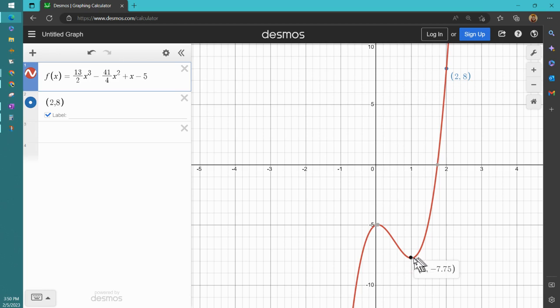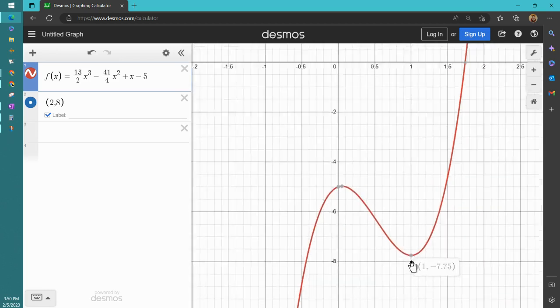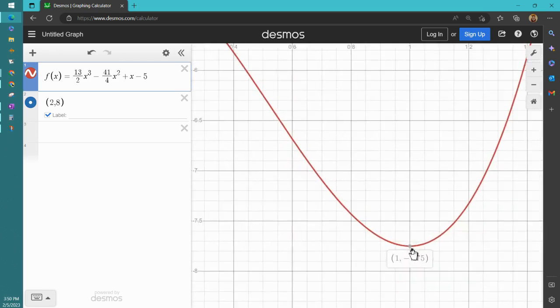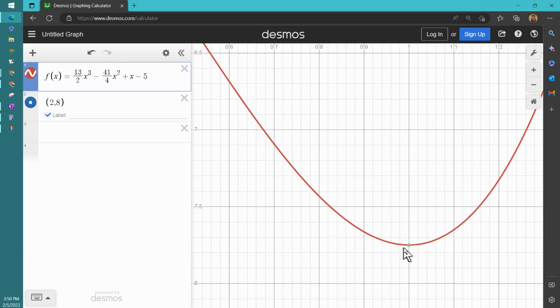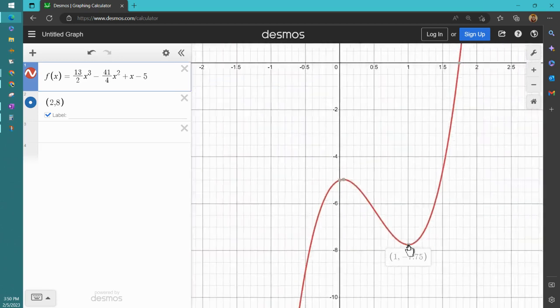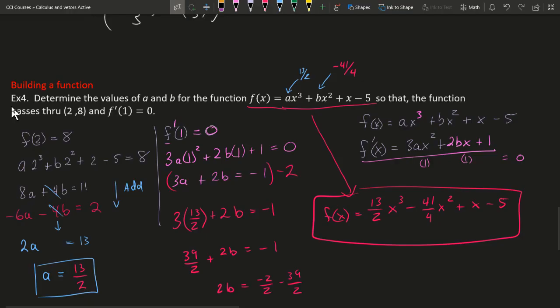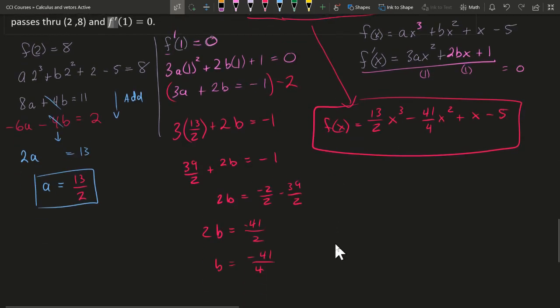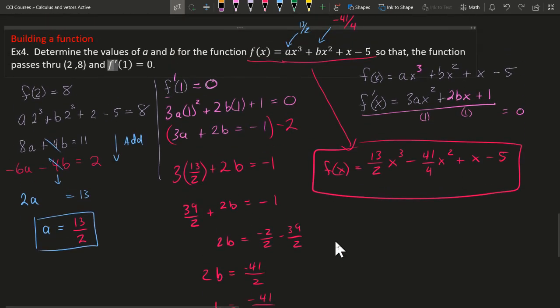How do I know its derivative is 0? Because what's the slope of the tangent line here? Slope of the tangent line is 0. As we know, at the lowest point, the slope of the tangent line happens to be 0. So I was able to create a function, so cool, that fits the above characteristics. Okay, so you'll want to practice several of those.